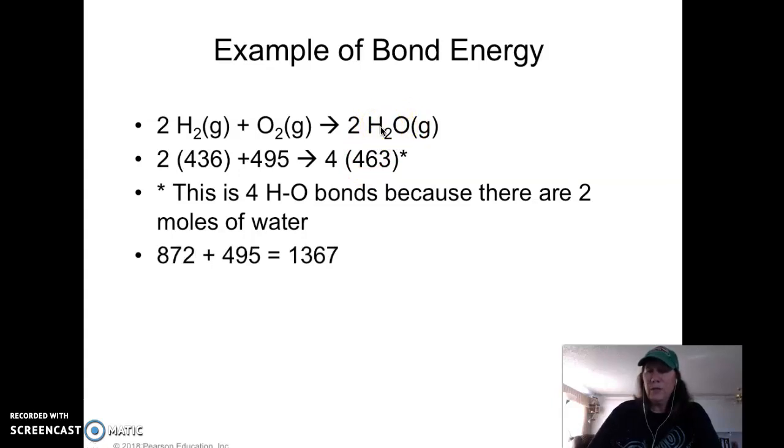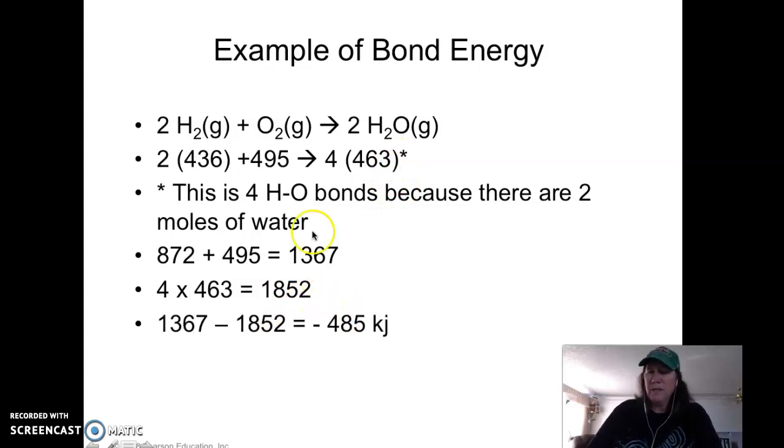Okay, so then this equals 872 plus 495. That's my reactant side. My product side, if I take 4 times 463, I get 1852. So now what I'm going to do is just subtract them. I'm going to take 1367, because that's my reactant side, minus 1852. That's my product side, and this is what it is.